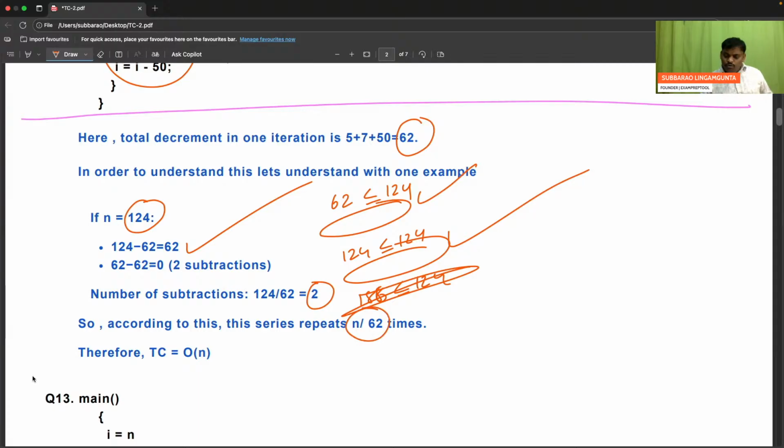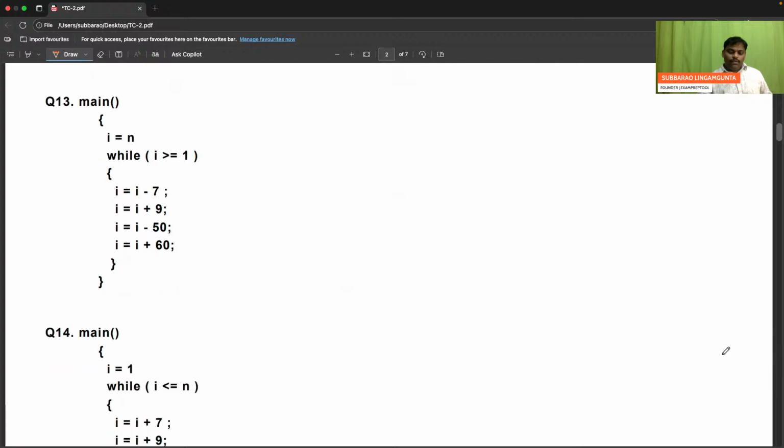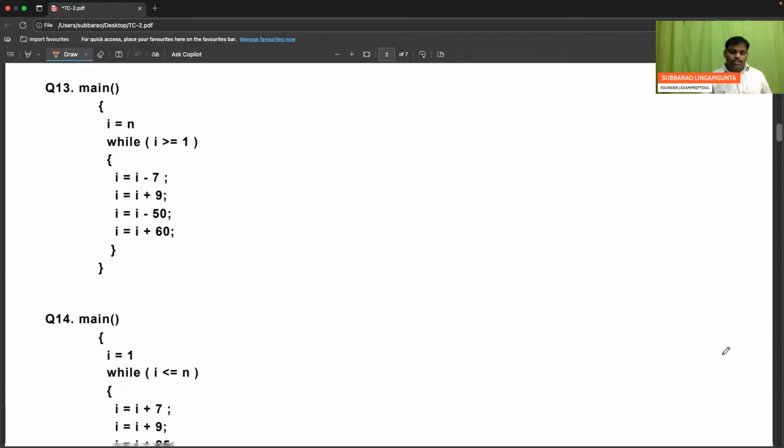Okay, question number 12 also completed. Can you go to question number 13? See question number 13. Everyone try to understand question number 13. See the answer. Starting from a big number. If you start from a big number, you have to decrement inside. See how he is decrementing.